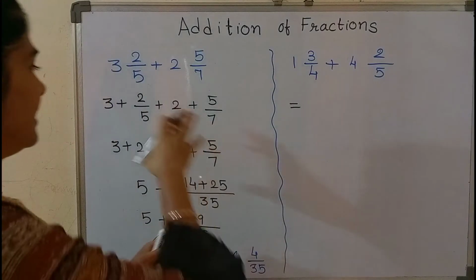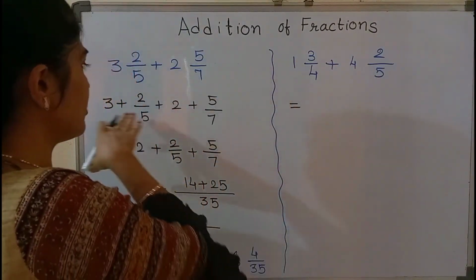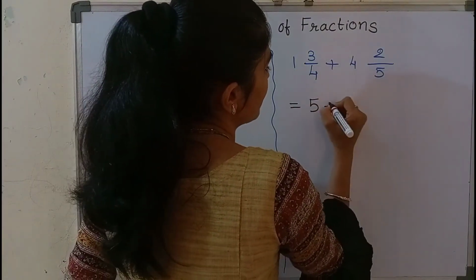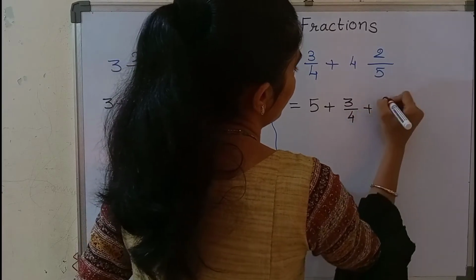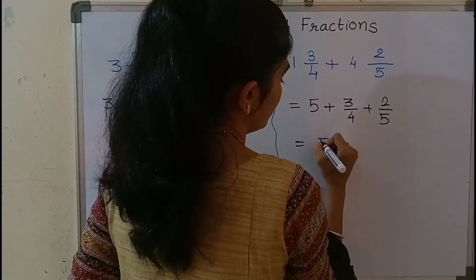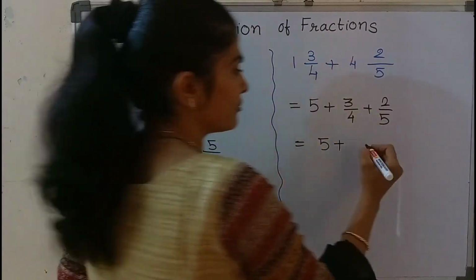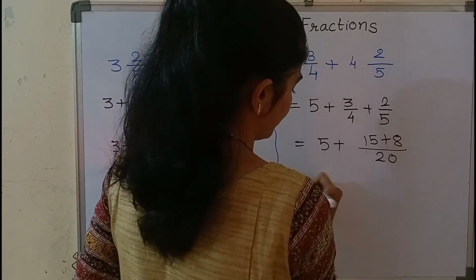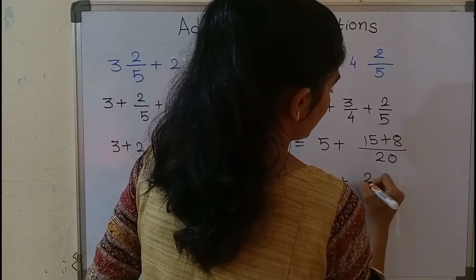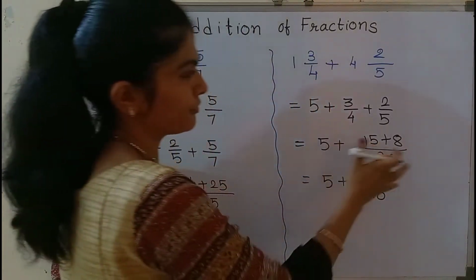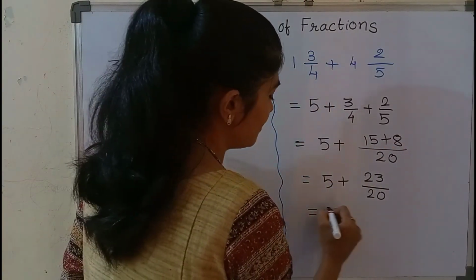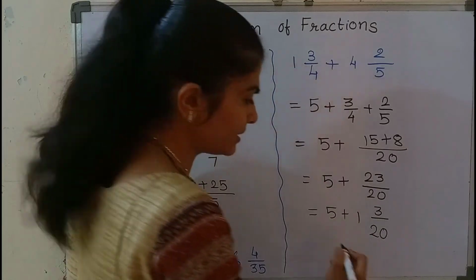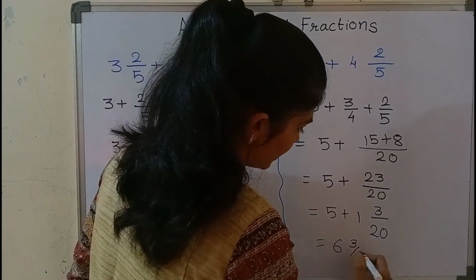So now friends, can I say that I am not going to separate it as in the previous question, but 3 plus 2 is 5. I can add them directly as 1 plus 4, which is 5, plus I can write them as 3 4 plus 2 fifths, right? So now cross multiplication. 5 3s are 15 and 4 2s are 8, 4 5s are 20. This will be 23 over 20, right? 15 plus 8 is 23. So I can write them as 5 plus 20 ones are 20 and 3. So it will become 23. Again 5 plus 1 is 6 and 3 over 20.